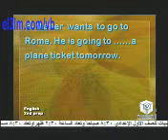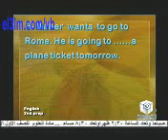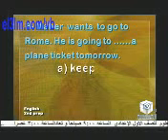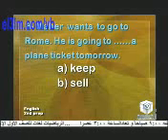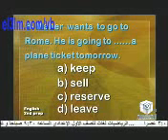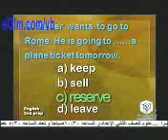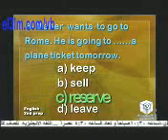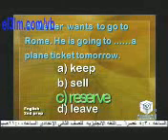Number 6. Maher wants to go to Rome. He is going to, space, a plane ticket tomorrow. Keep, sell, reserve, or leave. Well, my dear students, if you want to travel somewhere, what will you do? Yes, you will reserve a ticket in order to be able to travel. So the answer will be reserve. Maher wants to go to Rome. He is going to reserve a plane ticket tomorrow.